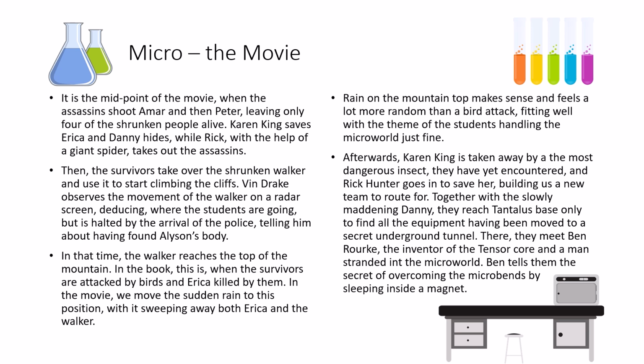Afterwards, Karen King is taken away by the most dangerous insect they have yet encountered, and Rick Hunter goes in to save her, building us a new team to root for. Together with the slowly maddening Danny, they reach Tantalus Base only to find all the equipment having been moved to a secret underground tunnel. There, they meet Ben Rourke, the inventor of the tensor core and a man stranded in the micro-world. Ben tells them the secret of overcoming the micro-bends by sleeping inside a magnet.